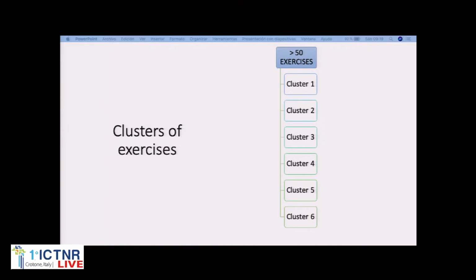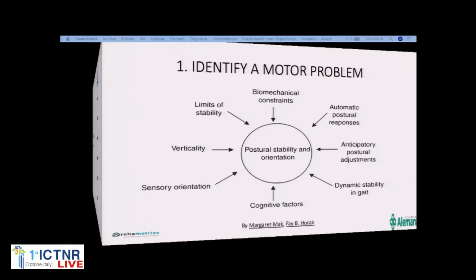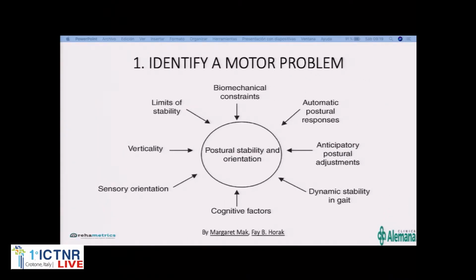The creation of the clusters of exercises had 2 purposes: to deliver previously analyzed exercises to the therapist to reduce time to use, and to devise exercises according to improvement in balance skills to reduce time to learn. To know how this process is developed, it's necessary to know 3 previous steps. The first step was to identify a motor problem.